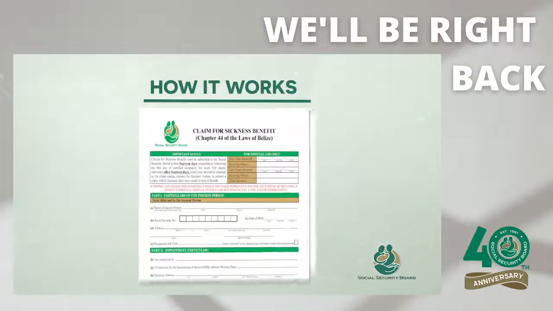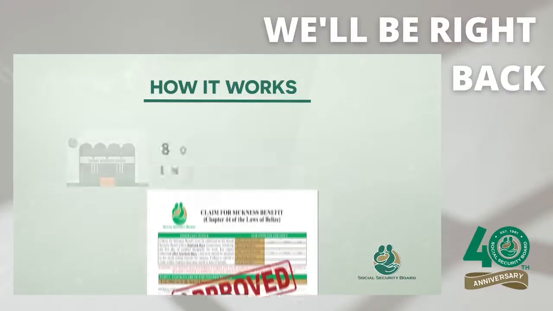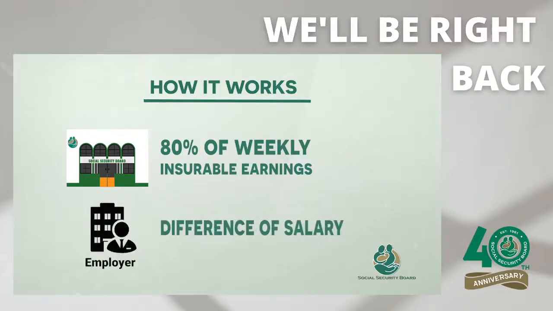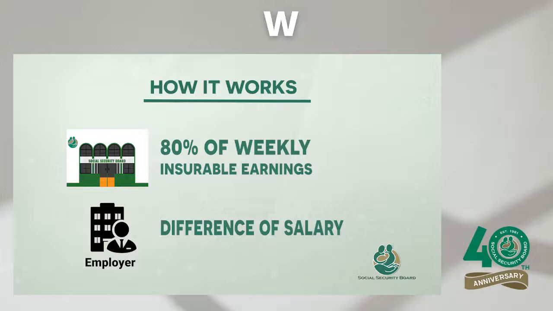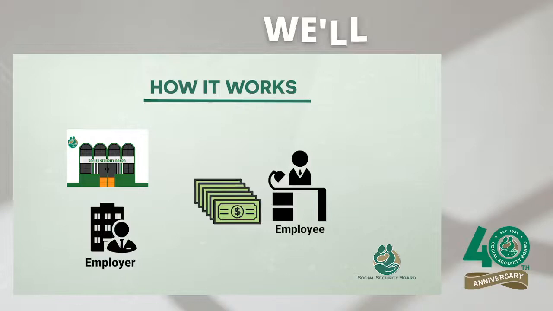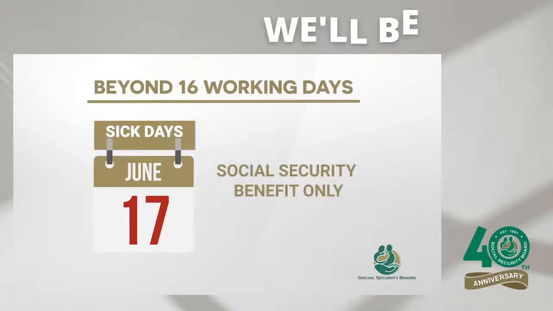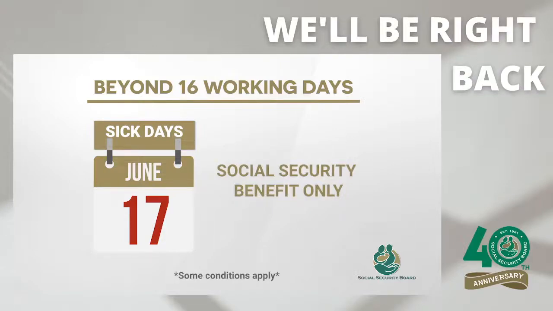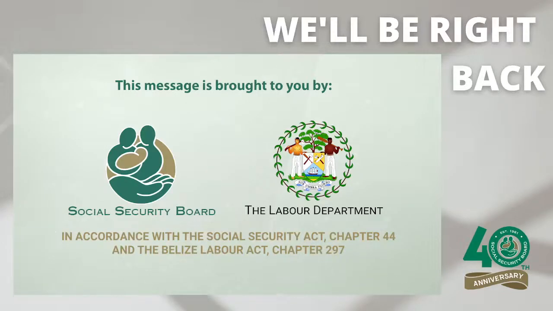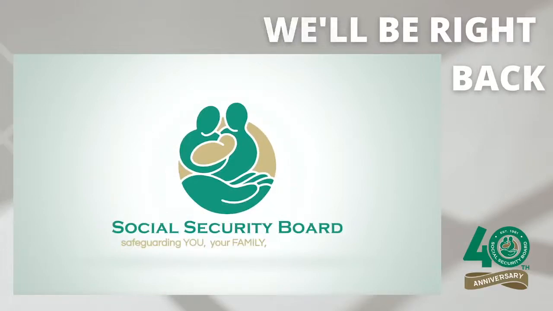This is how it works. Upon approval of a sickness or injury benefit claim by SSB, 80% of the employee's weekly insurable earnings is paid as a Social Security benefit, and the difference in the employee's salary is paid by the employer. This is to ensure that the employee does not suffer any loss of wages when ill. After 16 days, compensation for sick leave is paid as a Social Security benefit only. Some conditions apply. This message is brought to you by the Social Security Board and the Labor Department. Social Security Board, safeguarding you, your family, your future.